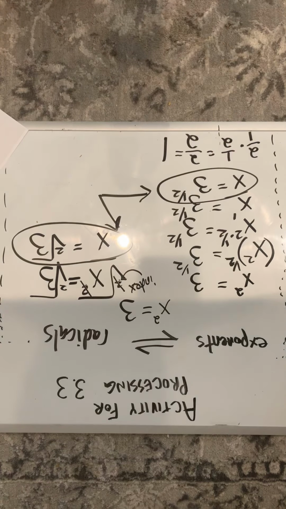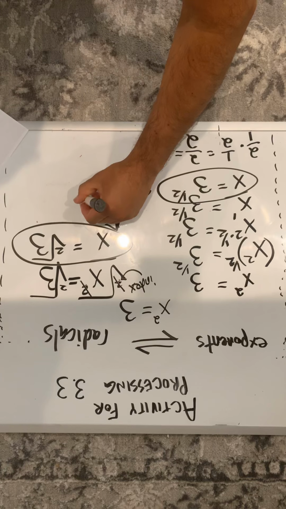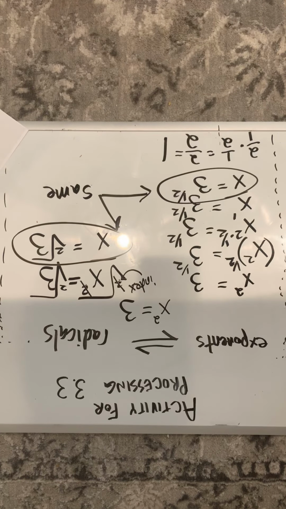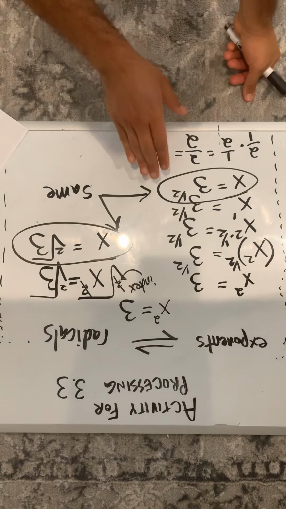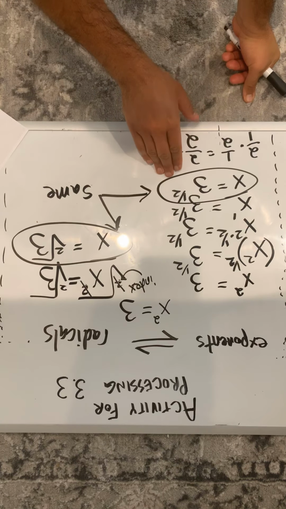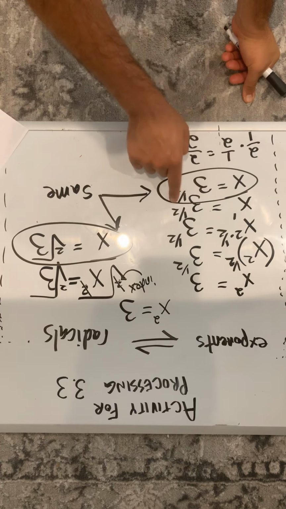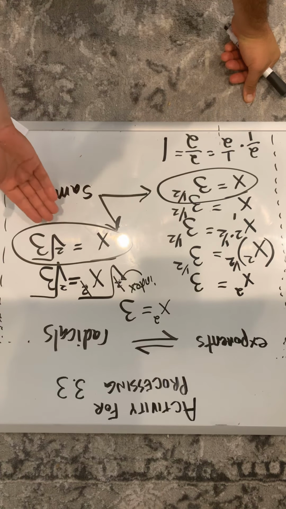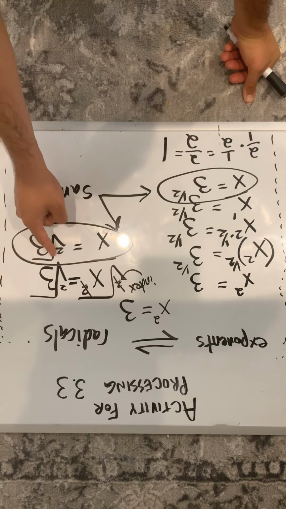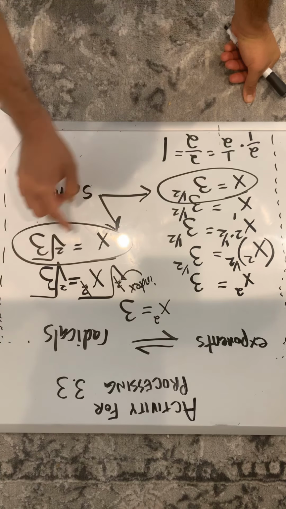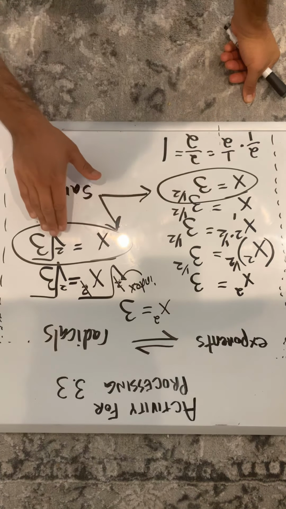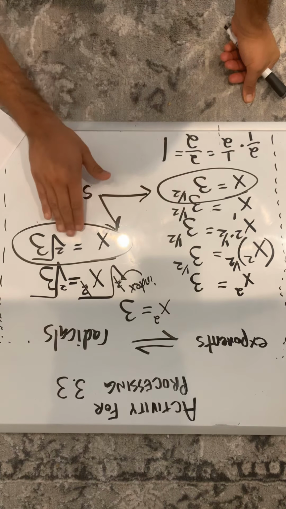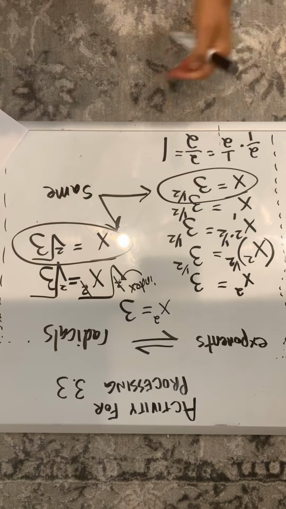Well, they are the same. This is called an exponent representation because this thing in the corner is called an exponent. This is called a radical representation because there's this radical symbol here. So exponent representation, radical representation. They look different, they appear different, but they have the same value.